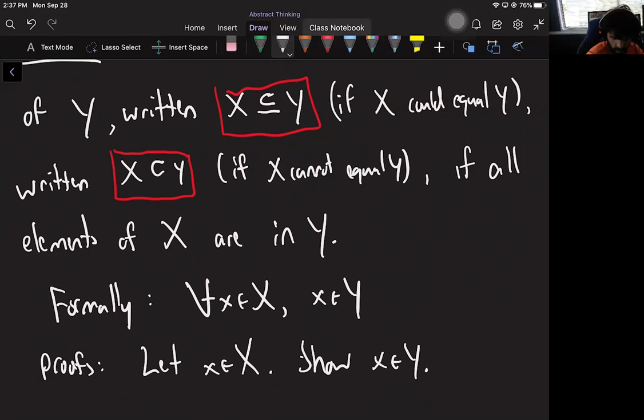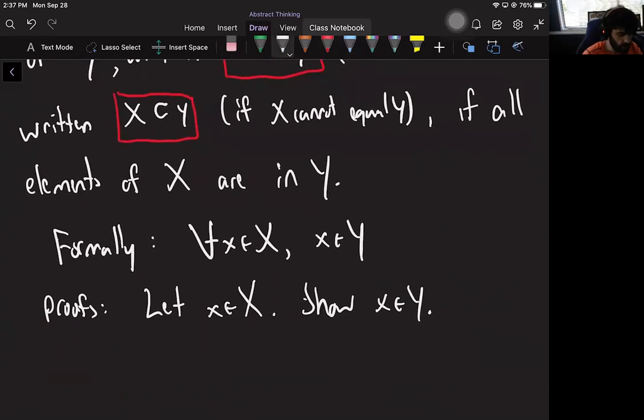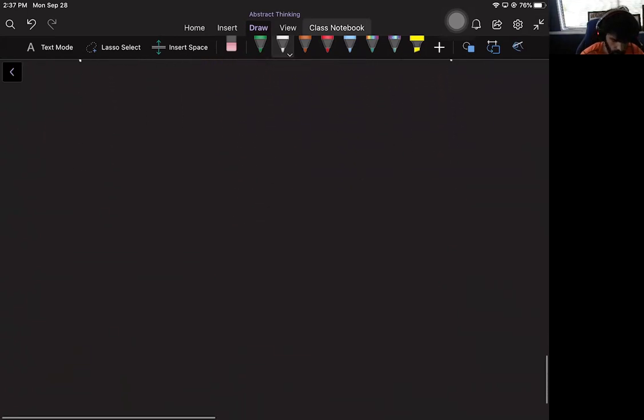And then the subtle difference between these two things in red boxes is just whether or not they could secretly be the same set, and you just don't know it. All right, so let's do a little example of showing something as a subset of something else.